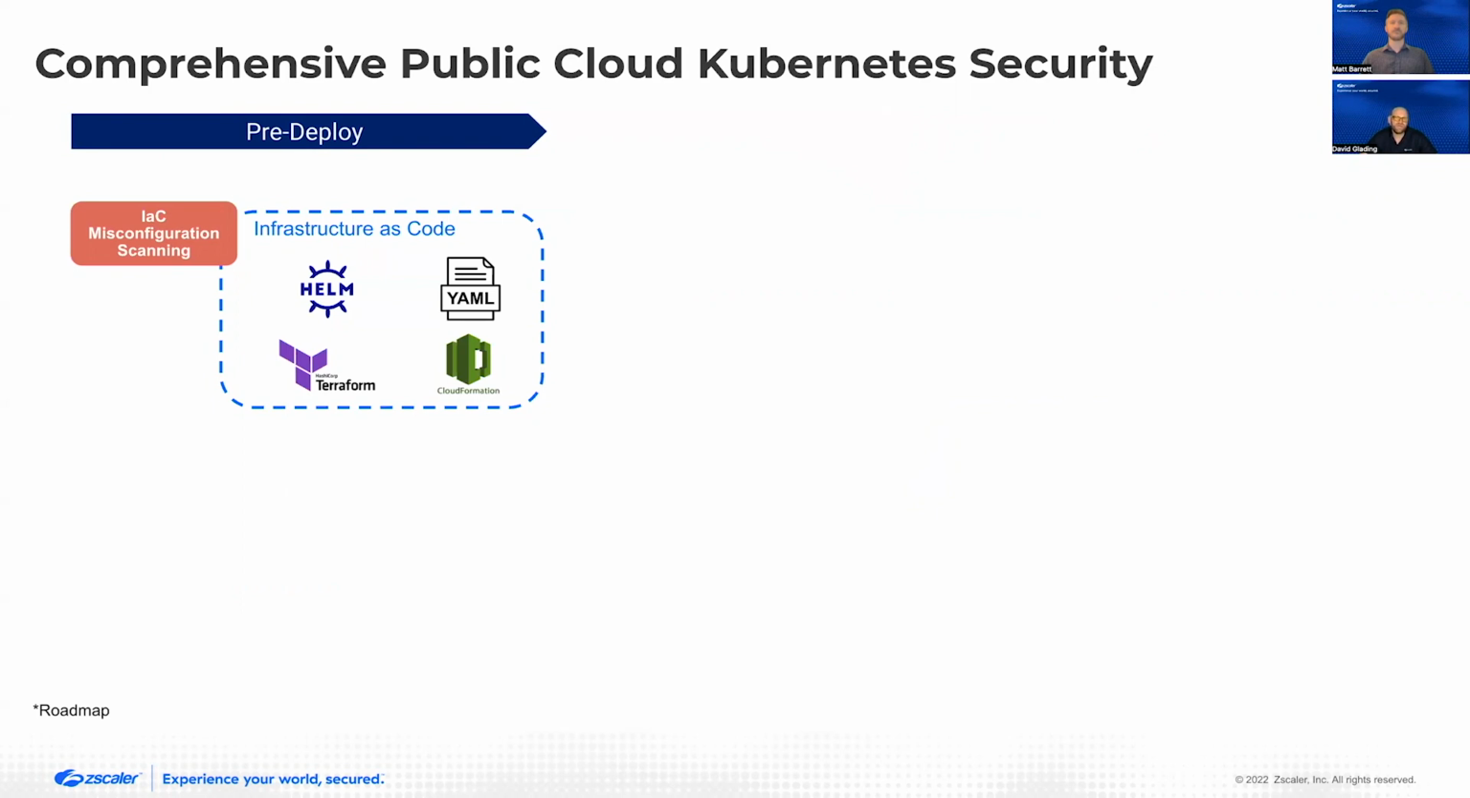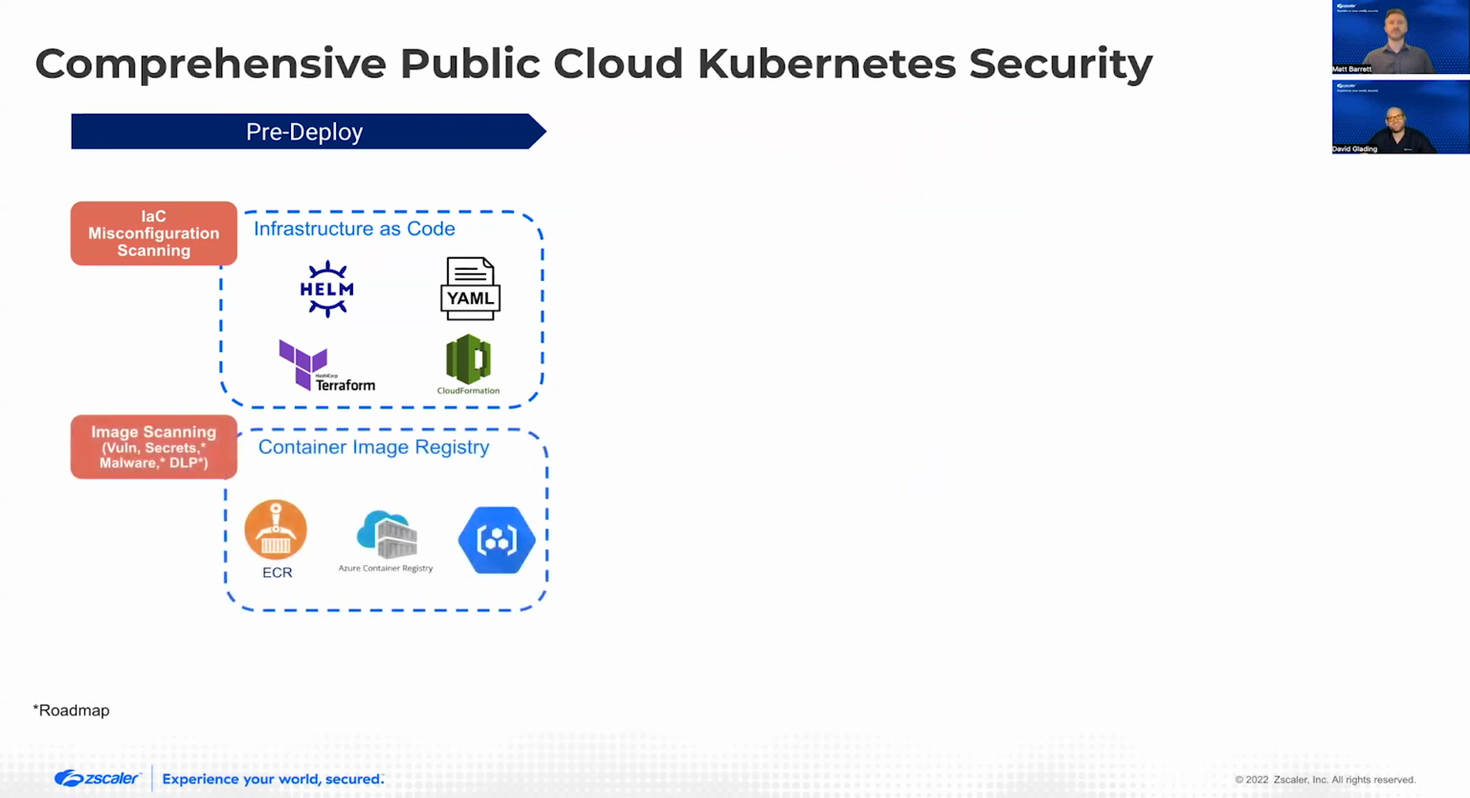The first being code in Helm charts, YAML, Terraform, and more to identify security misconfigurations so they can be addressed pre-deployment. We also scan container images, identifying vulnerabilities. So if there's a critical vulnerability, you can patch these before deploying running containers from the image.